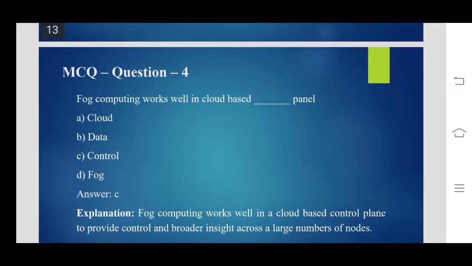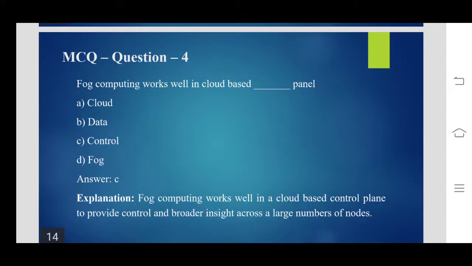And finally, we have to see the questions. The question number 4: fog computing works well in cloud-based control panel. The answer is option C, control. The explanation is fog computing works well in cloud-based control plane to provide control and broader insight across a larger number of nodes.